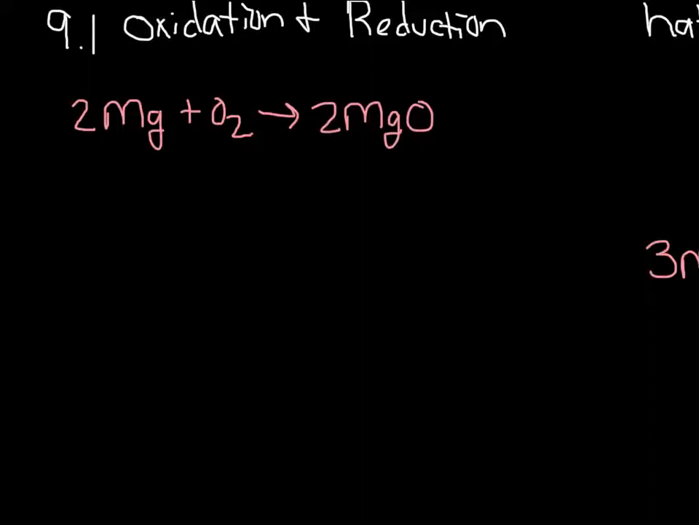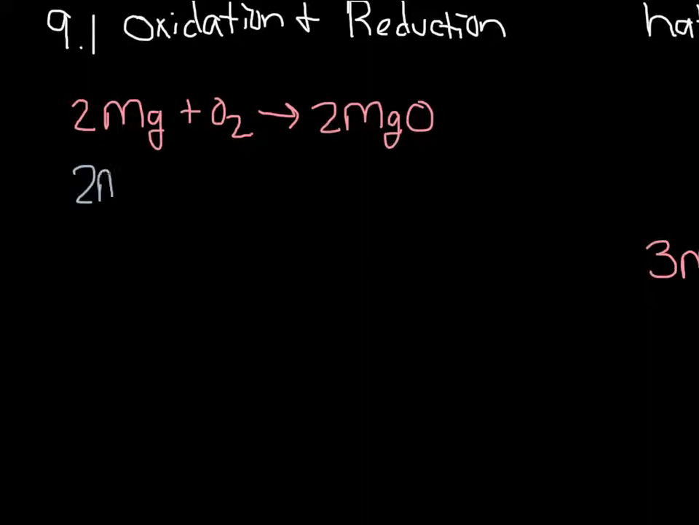And therefore, we need to go through and identify where the electrons are. And this is where half reactions come into play. I'm going to look at one reactant at a time and identify what is going on with that reactant. Looking at magnesium first.